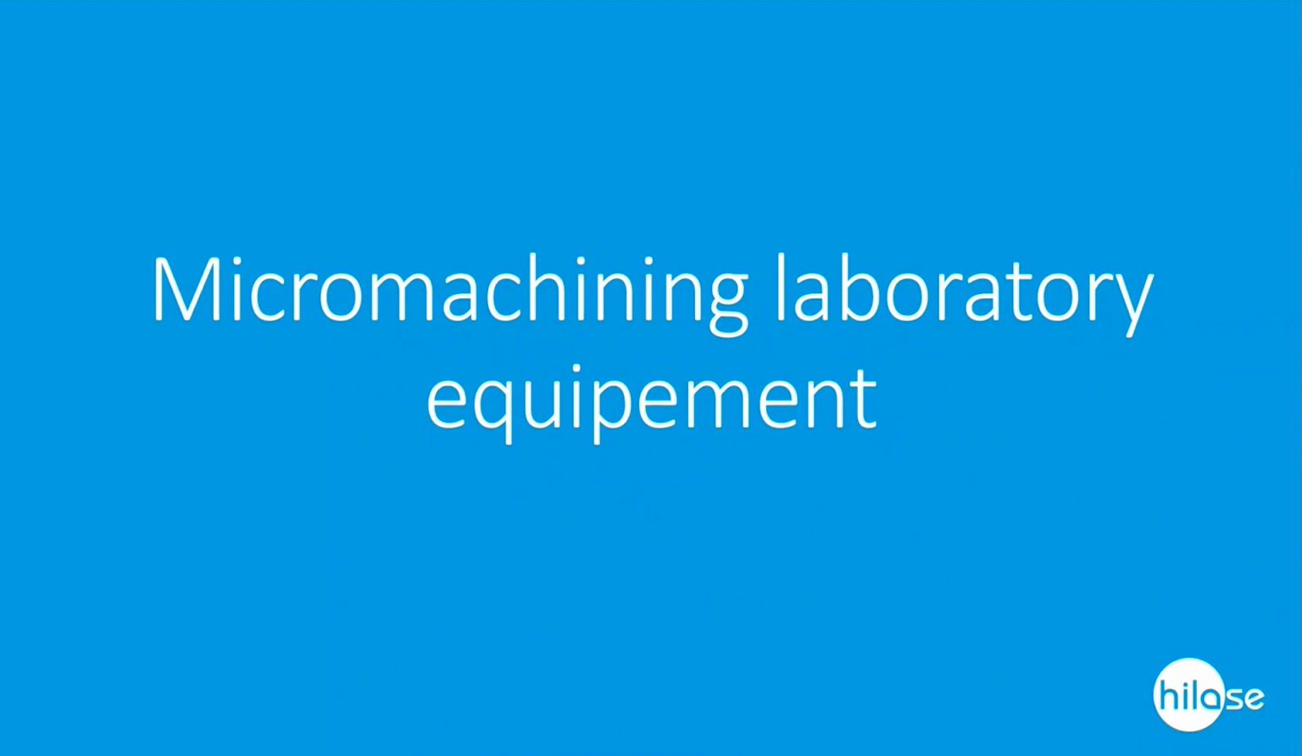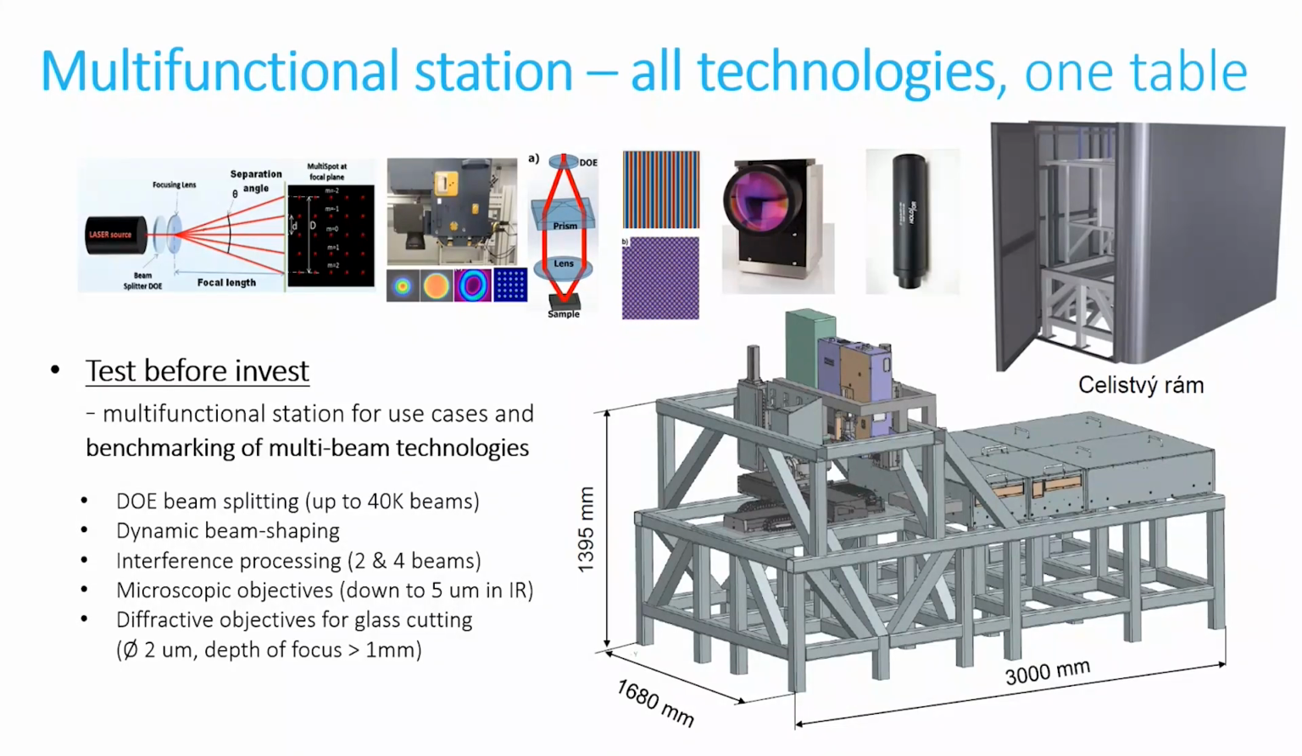So that was some examples of our case studies and capabilities. And here I have just one slide to show you our brand new workstation, which is just now being installed. In this case, we will have all the technology I mentioned on a single table. So all the multi-beam techniques, but also some common galvo scanners, microscopic objectives, and so on. So it will be a very nice, let's say, test before invest station, where we can even combine all these technologies together and come with some new interesting results.